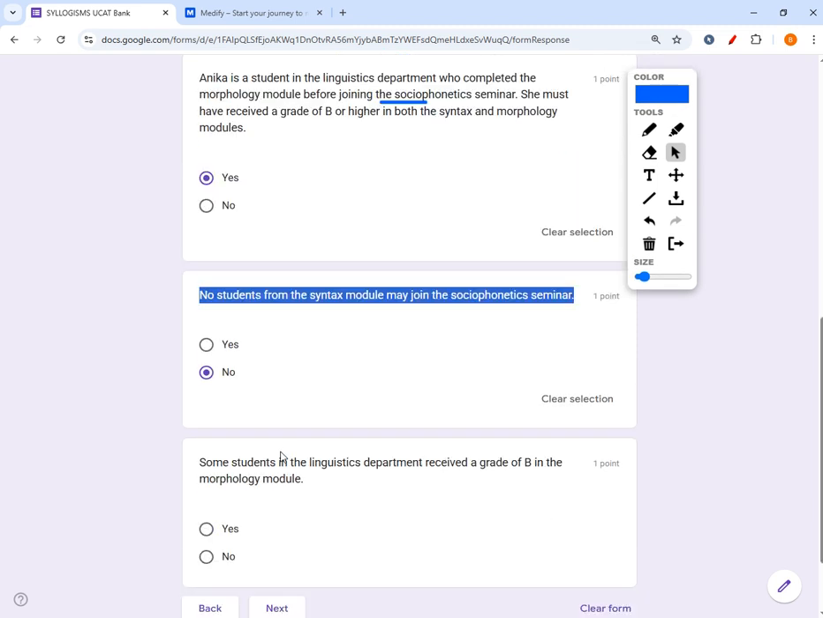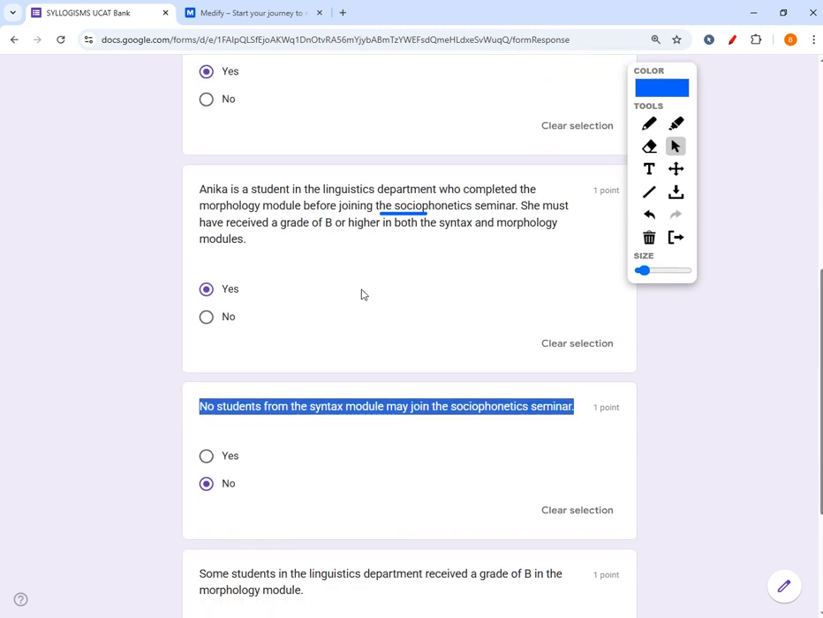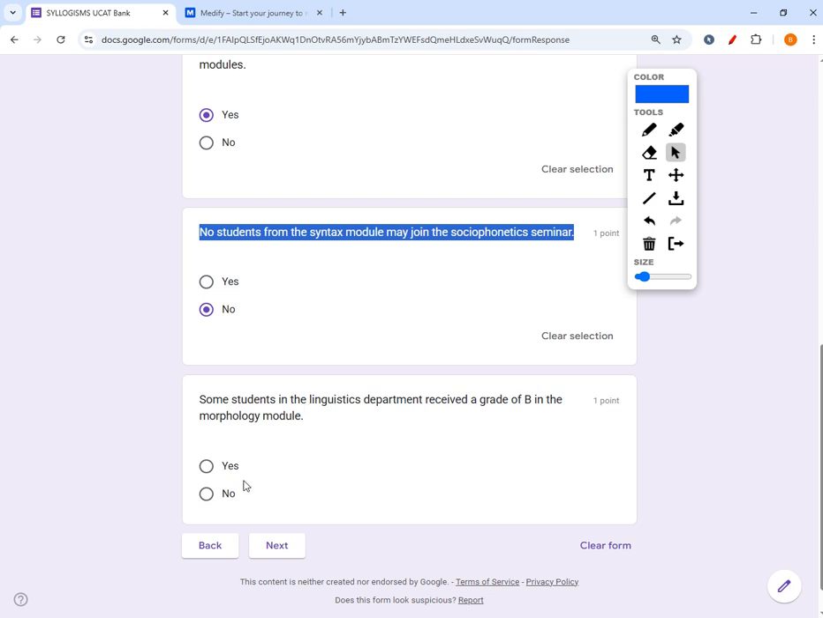Some students in the linguistic department received a grade B in morphology. I don't know. All I know is lack of information again. All I know is in the linguistic department, nobody got a C. What if everybody got an A? What if everybody got a D? So I don't know. Lack of information, so we would disagree. It's a big fat no.